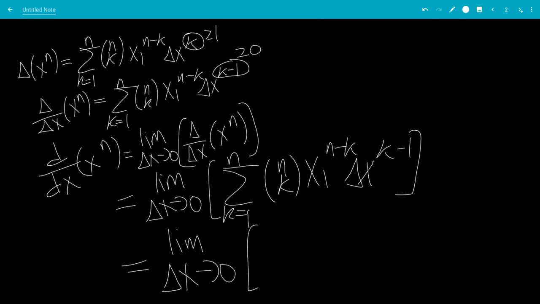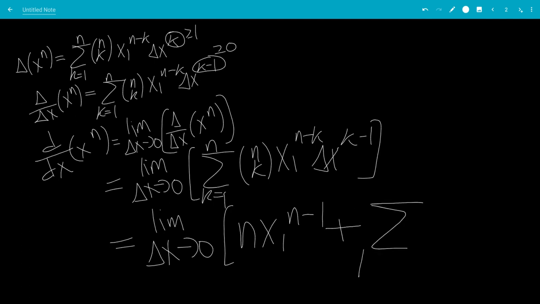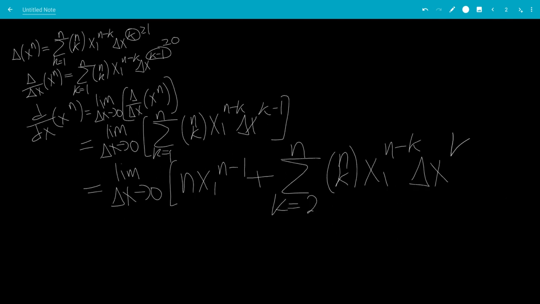So I'm just going to write the first couple of terms, and then we can see what happens. So k equals 1, so we have n choose 1. n choose 1 is just n. We have x1 to the n minus 1 power, times delta x to the 1 minus 1, which is 0. So because we're taking the limit after, we can just replace this with just 1. So that's the first term. And the rest, we can say the sum from k equals 2 to n of n choose k, x1 to the n minus k, then we have delta x to the k minus 1 power, like so.